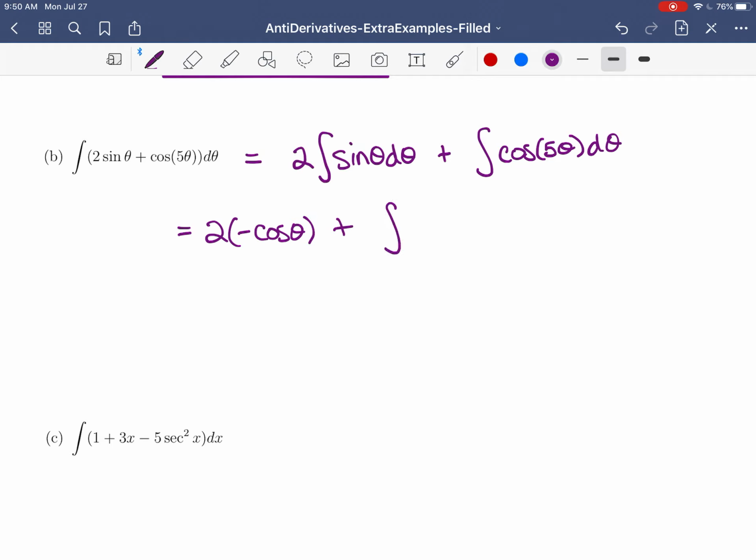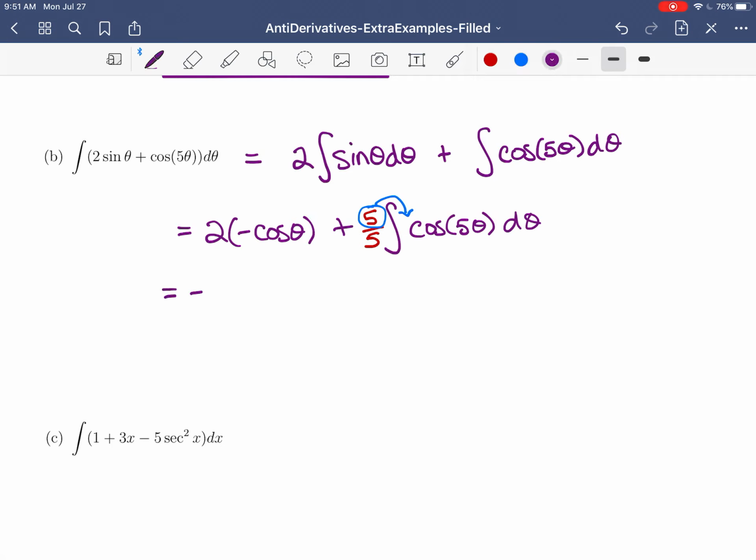Okay, now when I do this one, I want to know what has derivative cos of theta, and that's sine theta. So if I want cosine of 5 theta, it's going to be sine of 5 theta, except that I'm going to get an extra factor of 5 there. So what I'm going to do is multiply this by 5/5. Okay, so I'm multiplying by 1. So I'm just doing this a little bit differently than we did the last one, so you can see. So then we can bring this 5 in into our integral.